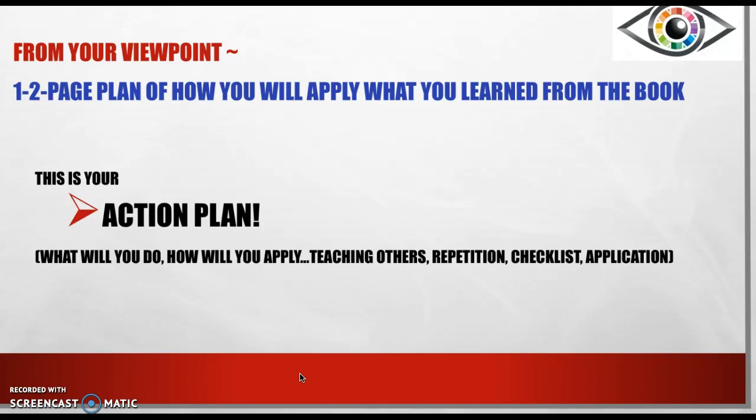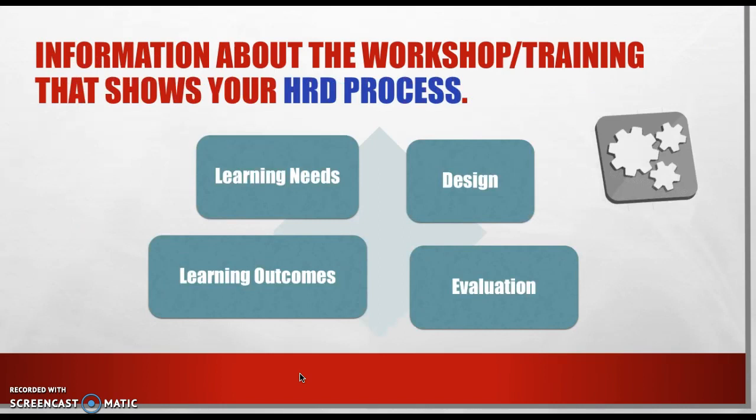And then the third part from your viewpoint will be a 1 to 2 page plan of how you will apply what you learned from the book. This is your action plan. Tell me what you will do to apply it, how you will apply. It might be teaching others, it might be repetition for you, it might be a checklist of sorts, it could be an application. This can also be something that you build into your learning activity. That last part is worth 75 points.